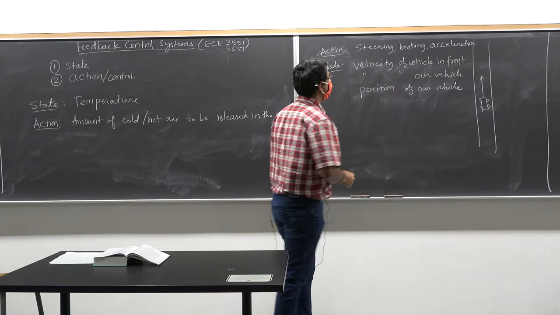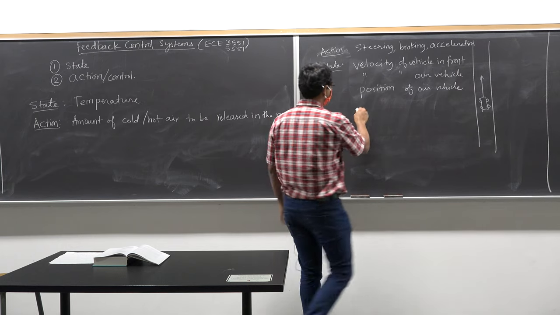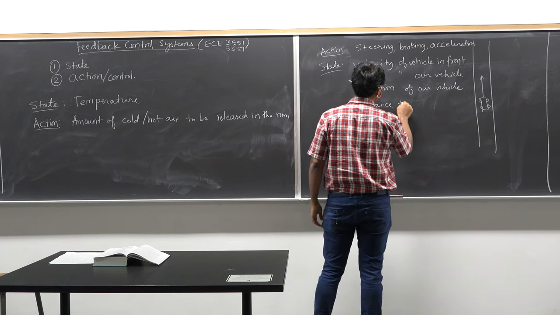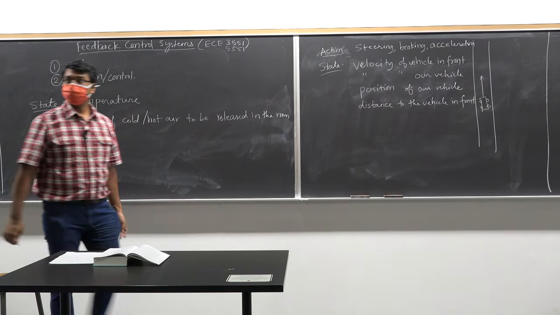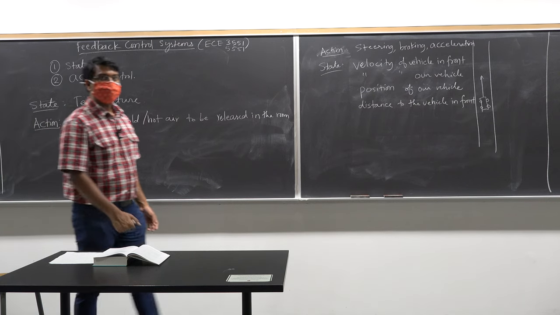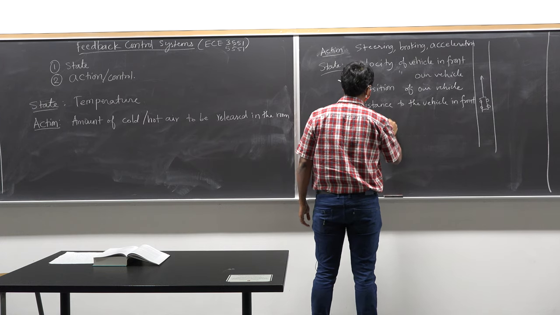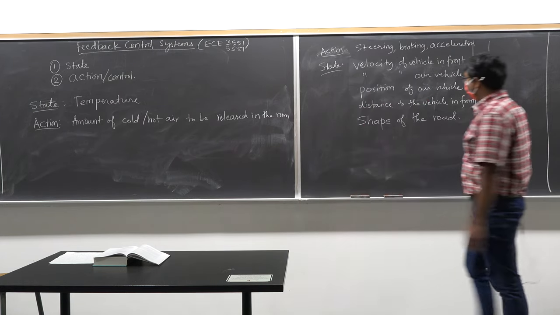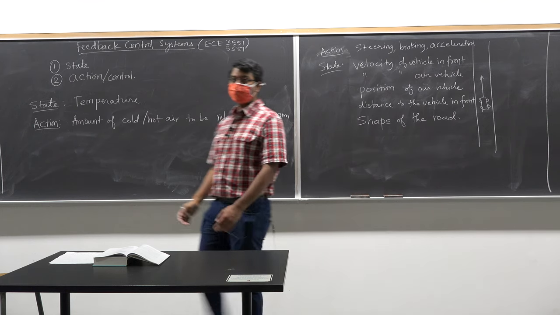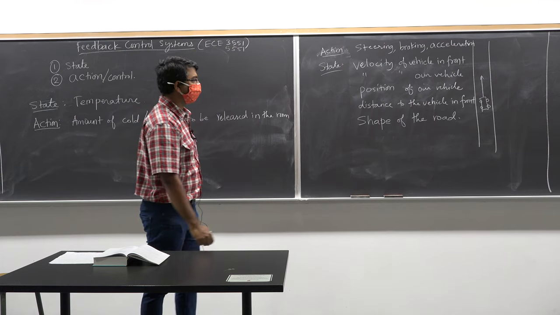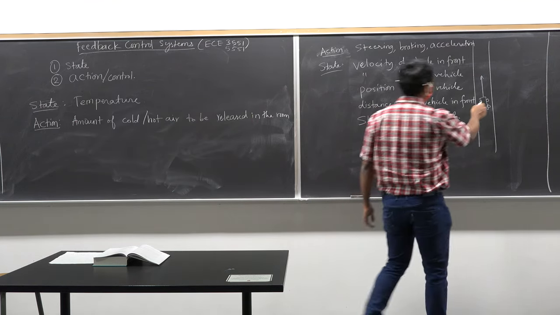What else? What about position of the vehicle in front? I guess we could replace that with the distance to the vehicle in front. So instead of talking about position, let's just say distance to the vehicle in front. Okay. I have four states now. What else? Yeah. So the shape of the road. Typically, the way to detect the shape of the road is to look at the lane markings. But of course, if the lane markings are not there, then it's a big mess. Then you have to somehow figure out how you want to steer the vehicle. What else? How about the heading angle? The heading angle of the vehicle.